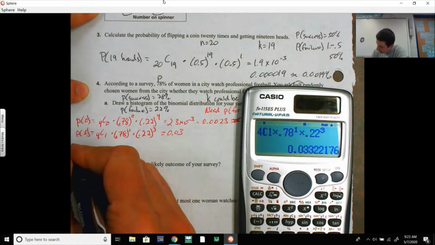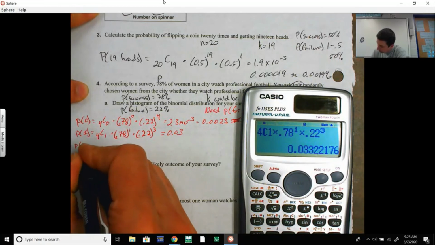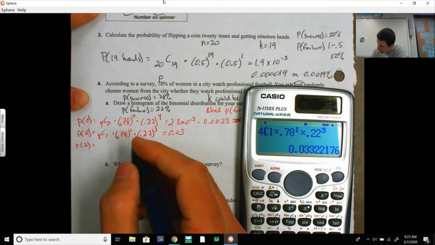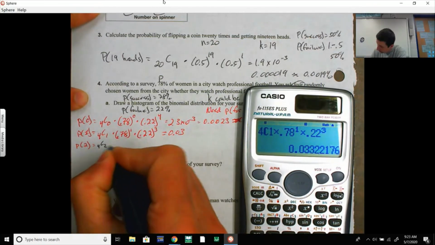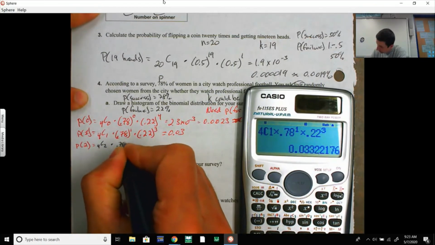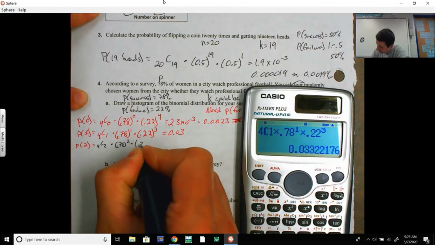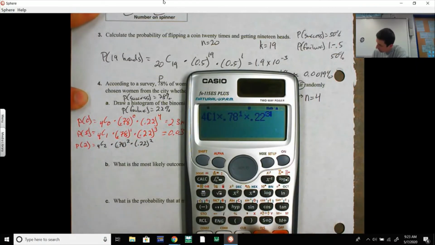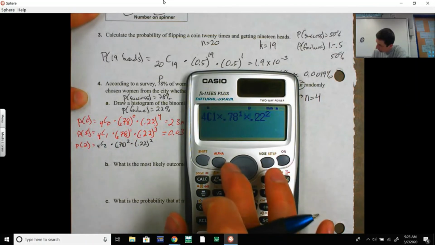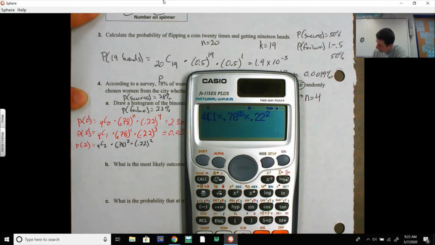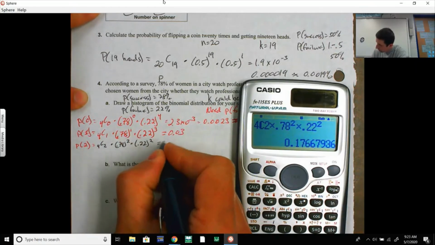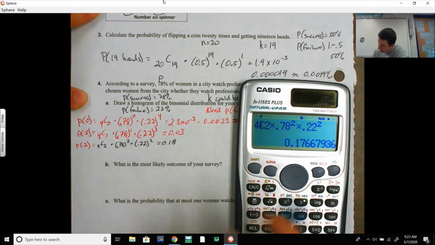Now we're going to do it for 4. So probability of 2. Let's change to another color so this doesn't get too tight in here. So that's 4 choose 2 times 0.78. Now we want 2 successes and we want 2 failures, and we want combinations of 2. That's 0.17. We'll call that 0.18.